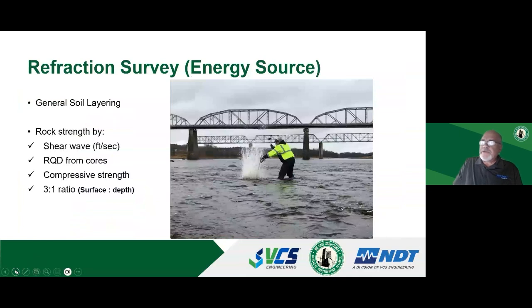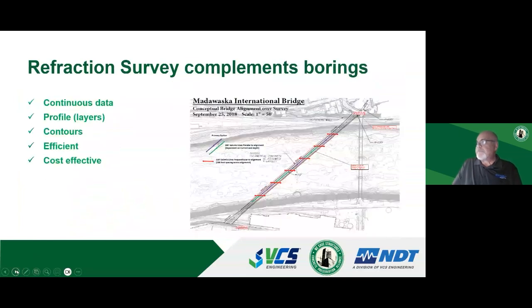That 3-to-1 ratio is very important. We need to have 3 times the distance on the surface to the depth that we're investigating. So if we want to get information 100 feet in the ground, we have to have at least 300 feet of hydrophones or geophones collecting data. This is the example of this alignment that I showed you in the previous slide.